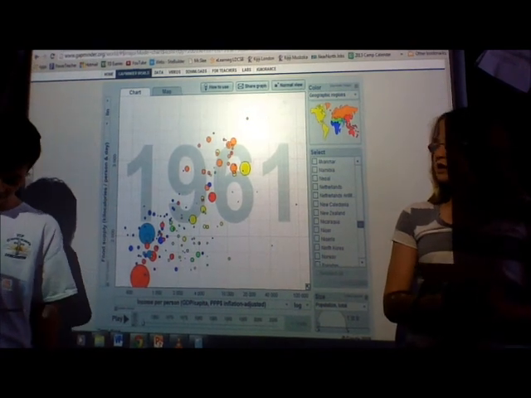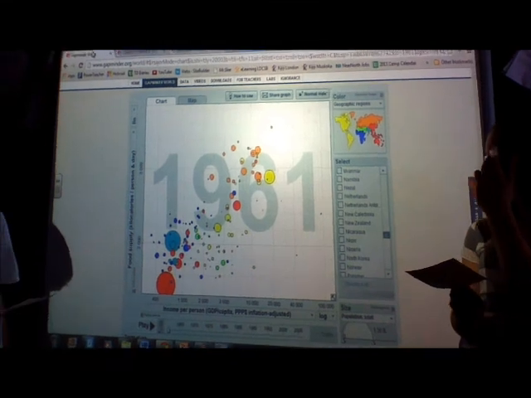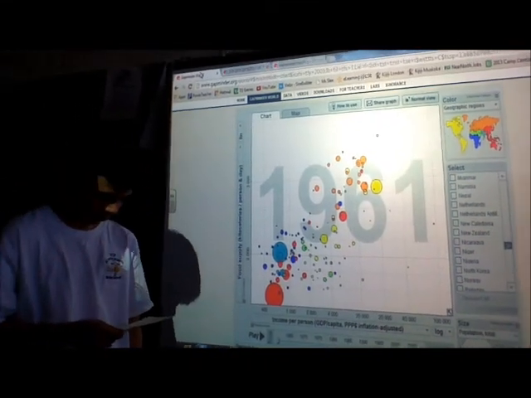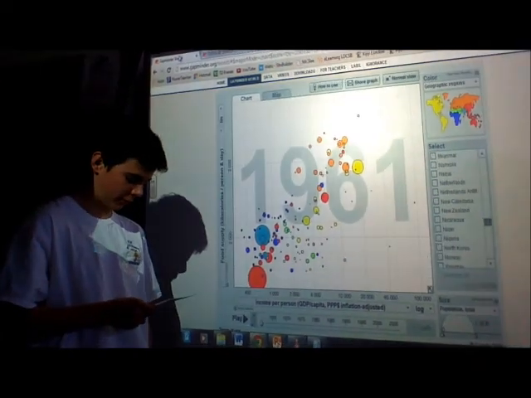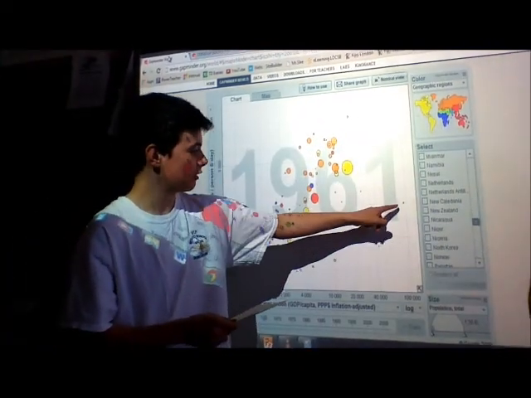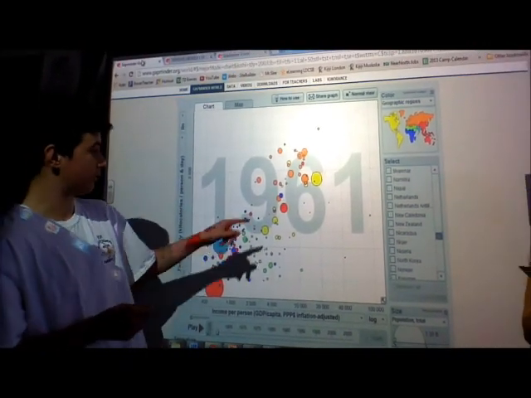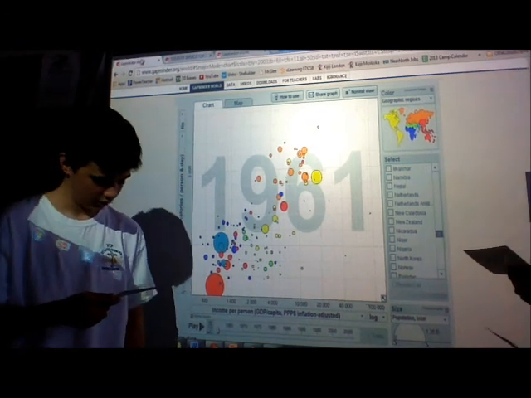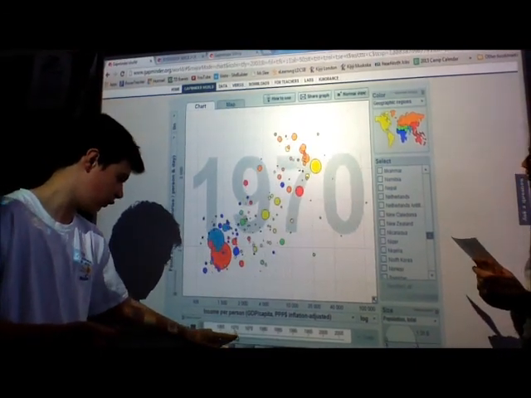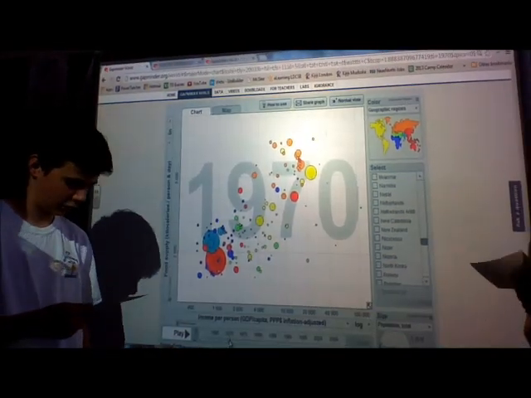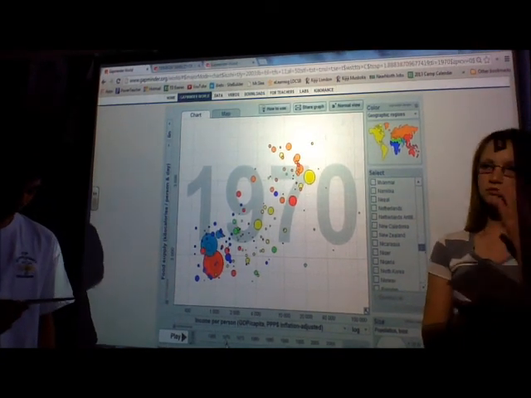Back in 1961, most countries were near the bottom left corner, except for North America and Europe and Central Asia. They were near the middle. Also in 1961, Kuwait has the most money-making country in the world, and Switzerland has the most food supply in the world. In 1970, we can see that South America is slowly gaining and moving away from Africa and South Asia.